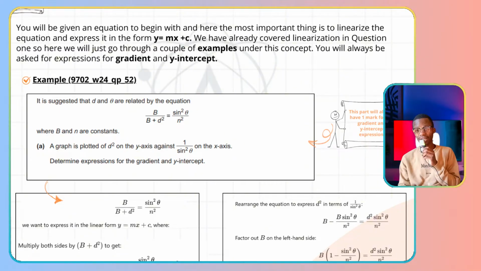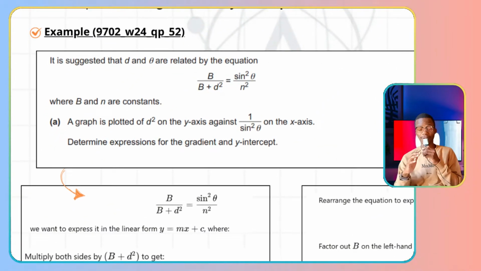We've already covered linearization in question 1. If you don't understand that, I advise you to go back. So we'll go through a couple of examples under this concept, and you'll be asked just for the expression for the gradient and the y-intercept. This part will always have 1 mark for the gradient and the y-intercept expression. So what are you expected to do? Let's look at an example from winter 2024 question paper 5.2.